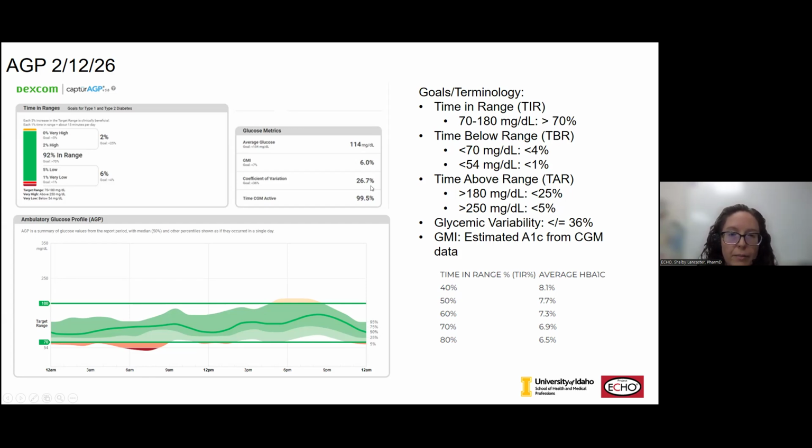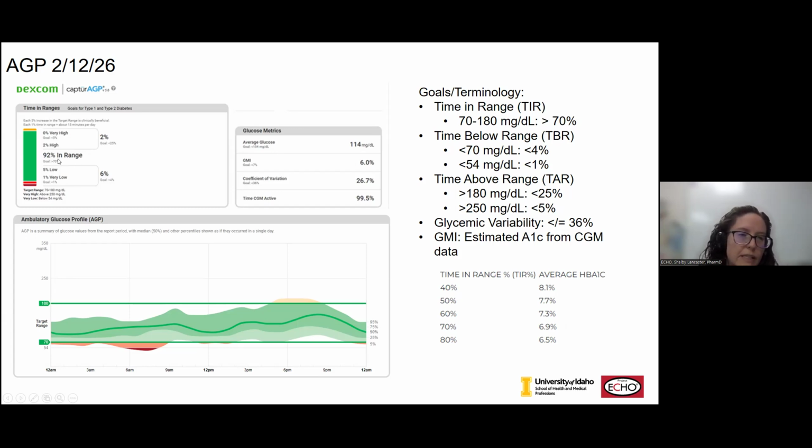The glycemic variability, or the coefficient of variation, we want to be less than or equal to 36%. The lower the number, the better off we are, as that shows us how variable those blood sugars are, how high the highs are, how low the lows are, and are we going between those frequently. And then you also have this GMI, which is the estimated A1C from that CGM data. The reason it's recommended that time in range be greater than 70% is because it correlates closely to a 7% or 6.9% A1C.